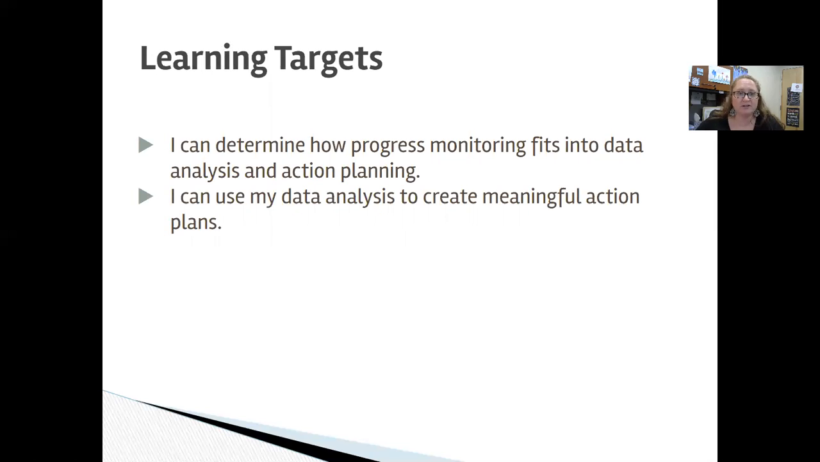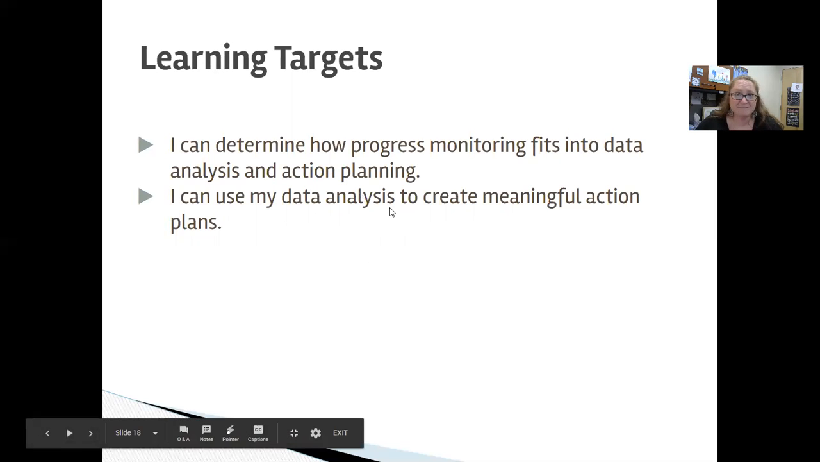Let's revisit the learning targets. I can determine how progress monitoring fits into data analysis and action planning. Hopefully you see a really clear connection that progress monitoring has to be a part of any kind of action planning, because you have to measure whether or not it's working. And then I can use my data analysis to create meaningful action plans. You did that this week in the Jigsaw, and we did it together when I modeled it, and this is ultimately what you're doing again in your assignment. So hopefully you feel pretty confident with these 2 learning targets.